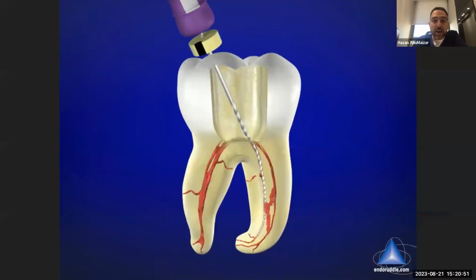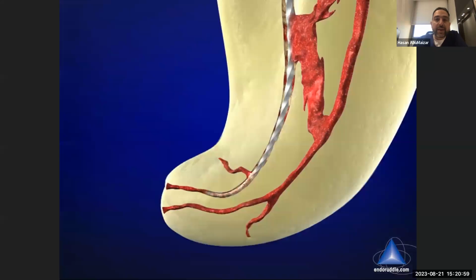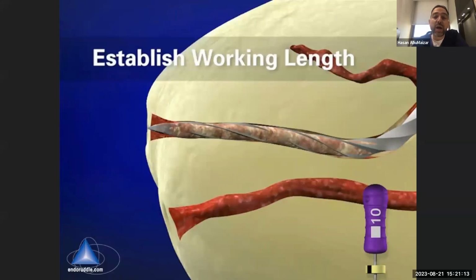So after we enter the canal and try to achieve the full glide path, then we take the working length. I will talk later about the working length and the best way to get a good working length. Afterwards, we need to achieve patency. Patency is very important from my point of view, and I do it between every file and the other. I irrigate, I get patency, to make sure that no debris is collecting at the tip of the root.